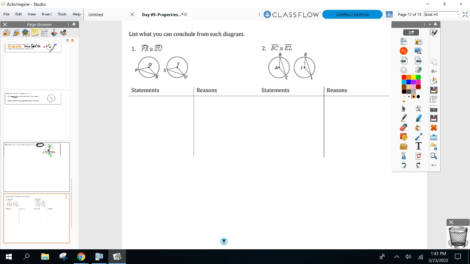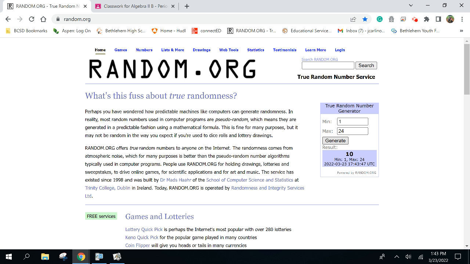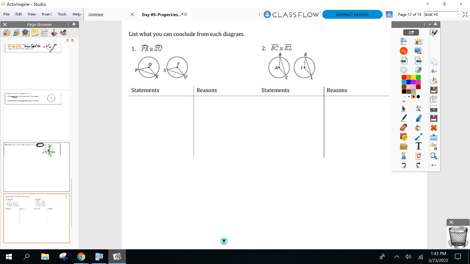I'm going to give you a piece of information. How many true facts can I pull out of you guys now that I threw these new four circle facts at you? Read to me. What does this say that I'm giving you right now? What am I telling you is true? Arc PR is congruent to arc SU.